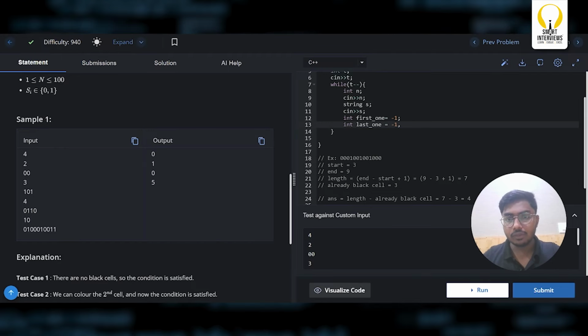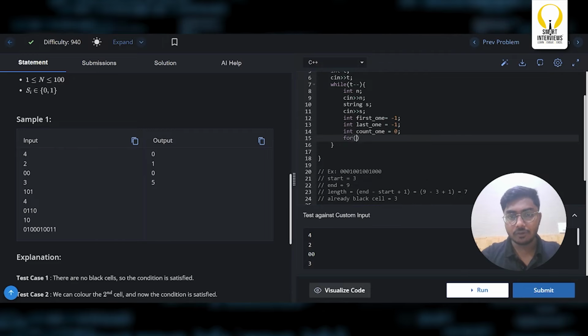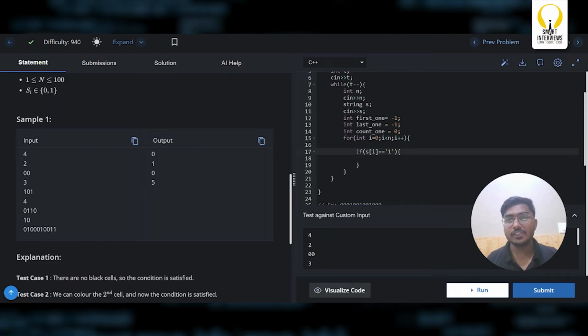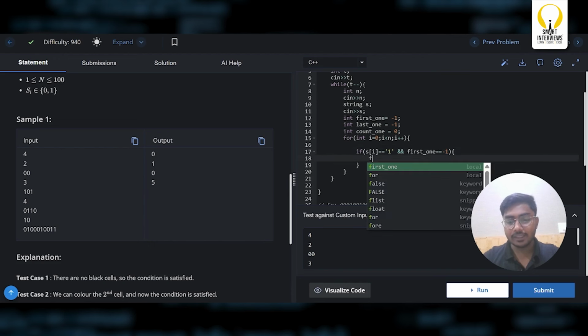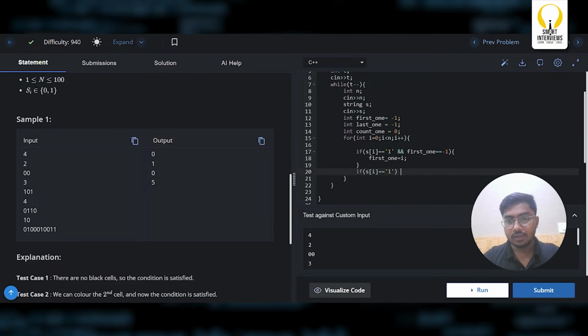What else do we require? First one, last one, and I also need the frequency of one. How many black cells are there in total? So count1 I can take. Initially it's going to be 0. I will start from the index 0 and go through all the indexes. If s of i is equivalent to 1, I need to do something. I need to know whether this is our first time visiting a black cell. So a simple way would be: if s of i equals 1 and our first one is still equivalent to -1, I can say first one equals the current index i. The same condition I can write here as well. If s of i equals 1, I will always increment the count of ones, and I will say last one equals index i here.